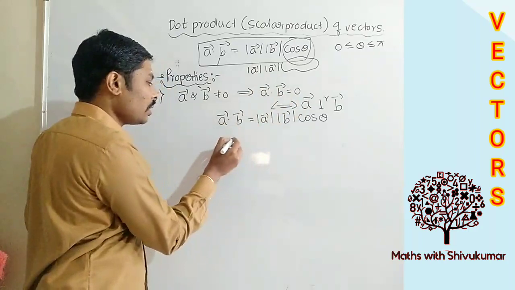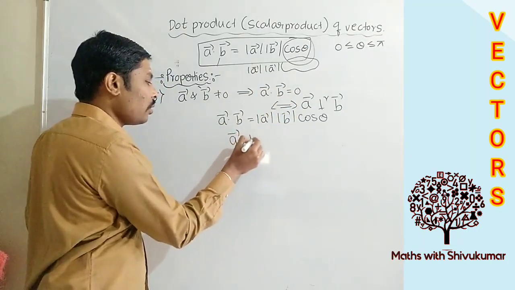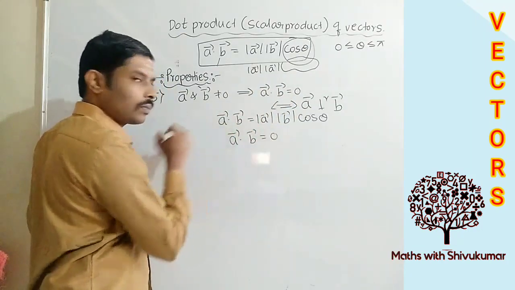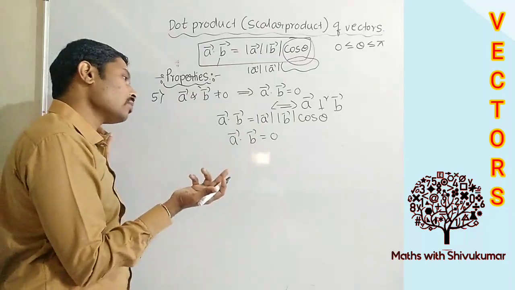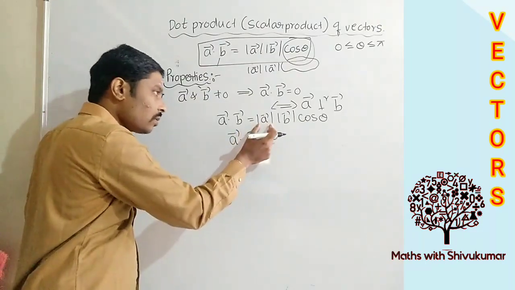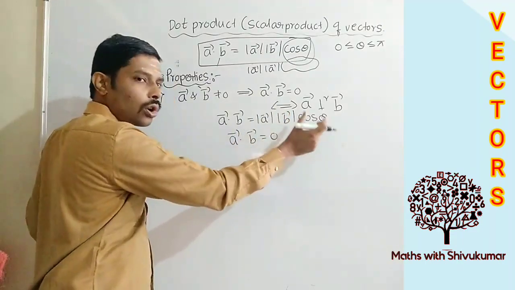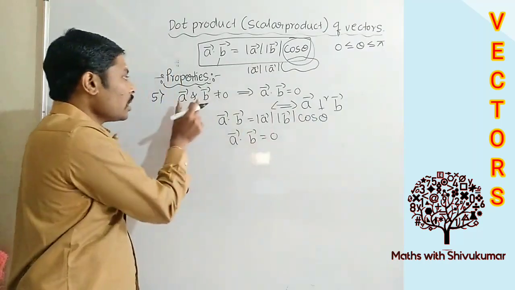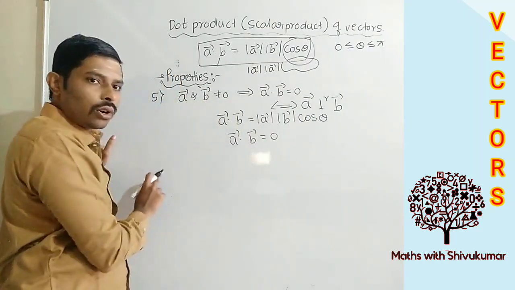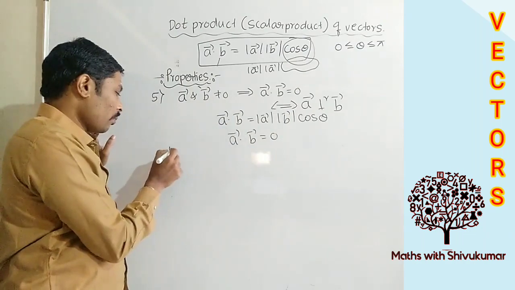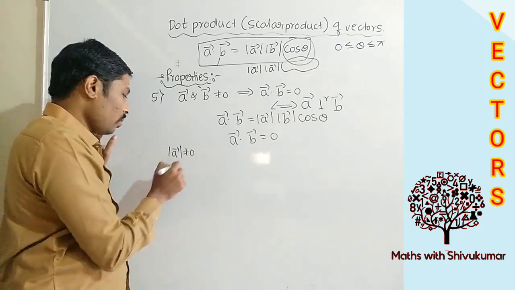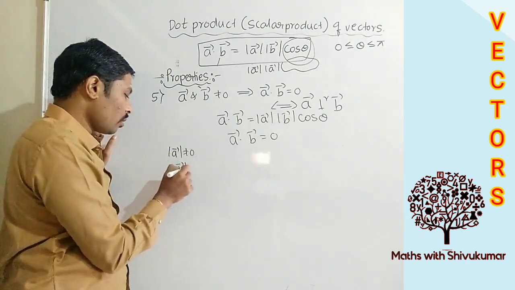We know that A dot B is equal to magnitude of A, magnitude of B, cos theta. What is the condition? A dot B is equal to 0. When A dot B is equal to 0, either A is equal to 0 or B is equal to 0 or cos theta is equal to 0. But they have given the condition that A and B are not equal to 0. So magnitude of A is not equal to 0. Magnitude of B is not equal to 0.